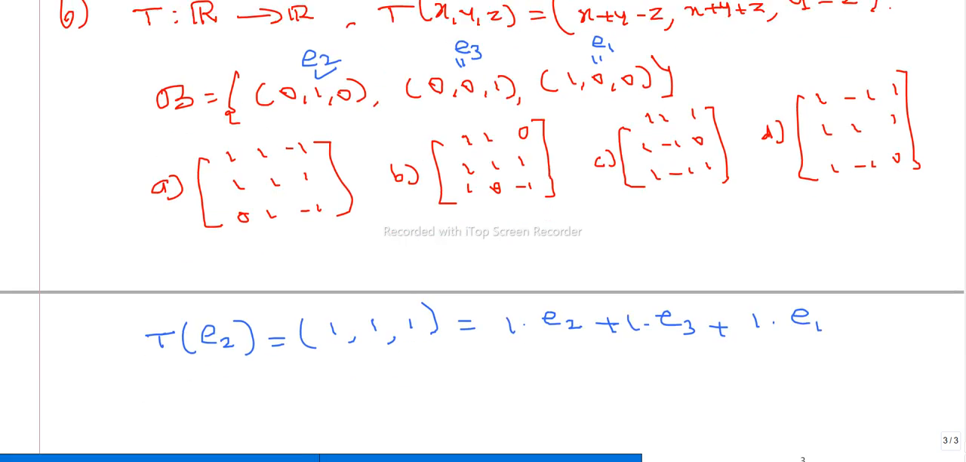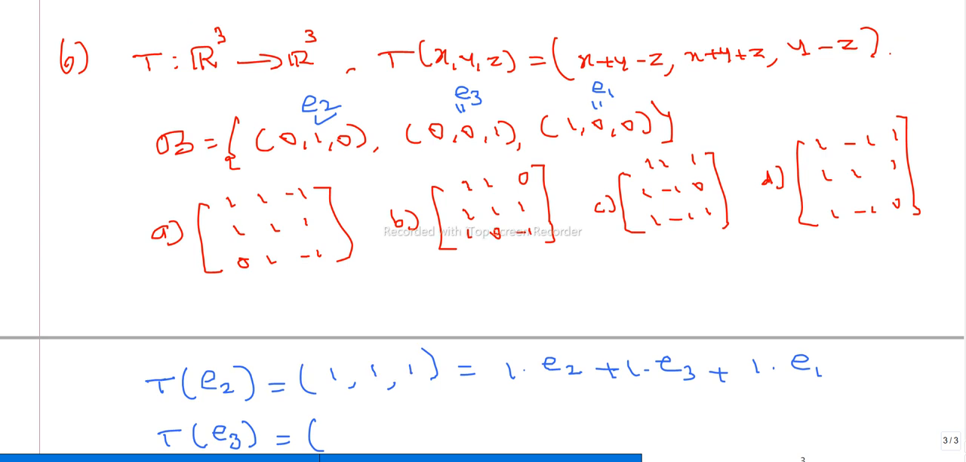Now what is T of e3? The next basis element is T of e3, that is z is 1, all others are 0. Therefore we get minus 1, 1, minus 1.